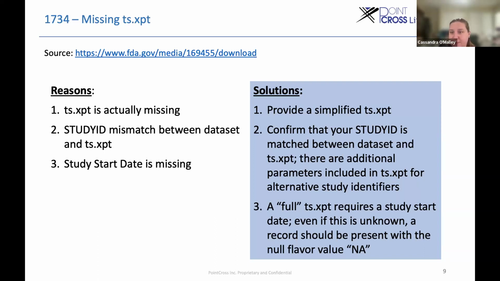The third reason that this might be rejected is that the study start date is missing. A full ts.xbt file requires a study start date. Even if this is unknown, there should be a record present with the null flavor value of NA, standing for that the study did not have a protocol start date that was signed.